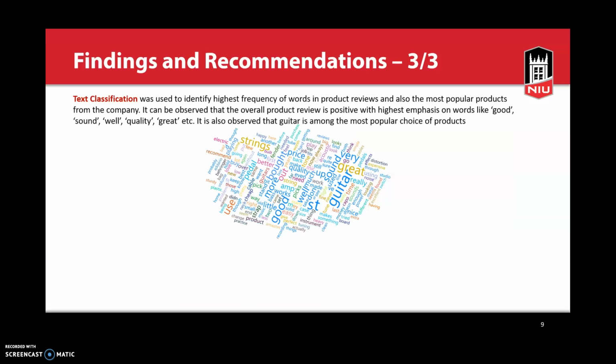Moving on to our last finding, which came from the text classification, used to identify the highest frequency of words in product reviews and also the most popular products of the company. From the word cloud, we can see that the overall product review is positive, with highest emphasis on words like good, sound, well, quality, great, etc. We also observe that guitar is among the most popular choices of products, because in this word cloud you can see that it's the most visible word.